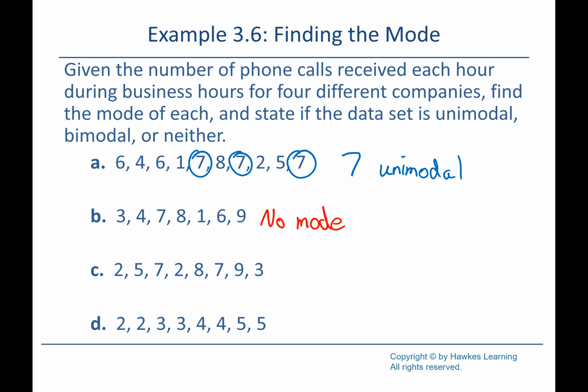Okay, looking at data set C, again, pause it if you want to figure it out for yourself first. Okay. What I'm seeing is that 2 is on here twice, and 7 is on here twice. That's more than the other data values. So here I would say our modes are 2 and 7. Since we have 2, that would be bimodal.